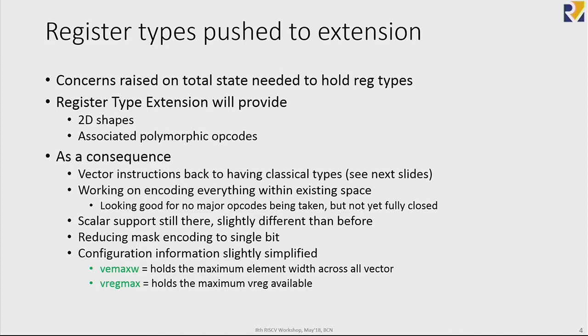So the base ISA, if you just want to build the most basic vector ISA, will be a classic ISA where the opcode tells you the type of the things you're working on. So very classic. The register type extension is there and will be used to provide the matrix operations that we wanted to get in. So that will stay there. And we will put with that the polymorphic encodings that we wanted to have on the current ISA, right?